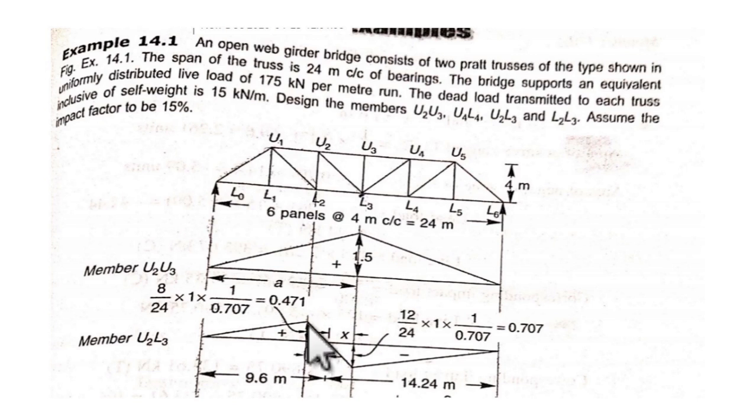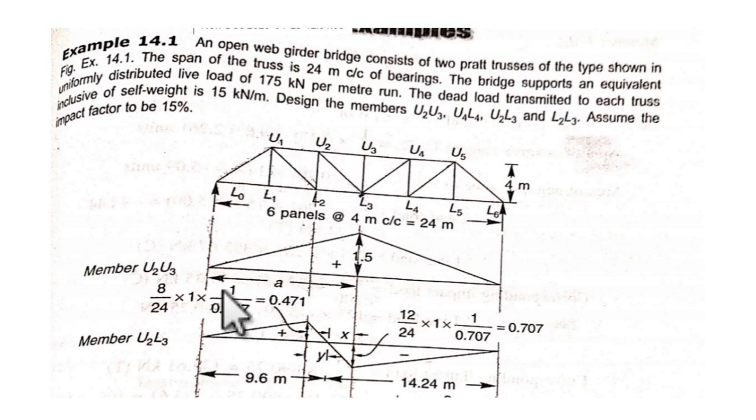Now how to calculate this ordinate? This distance is 8, from here to here it is 8 by 24. The entire distance is 24, into 1. 1 is the maximum ordinate here, that's why into 1 into cosec theta. Here theta is 45 degrees. This is 4, this is 4. So tan theta is 1, theta is 45 degrees, since 4 by 4 is 1.